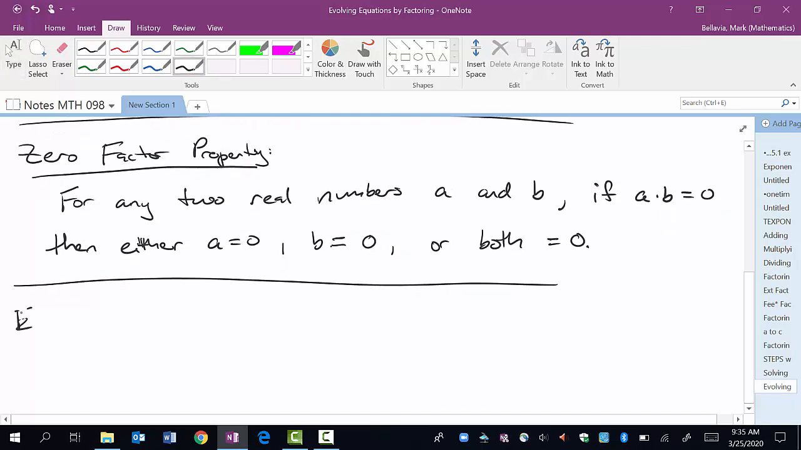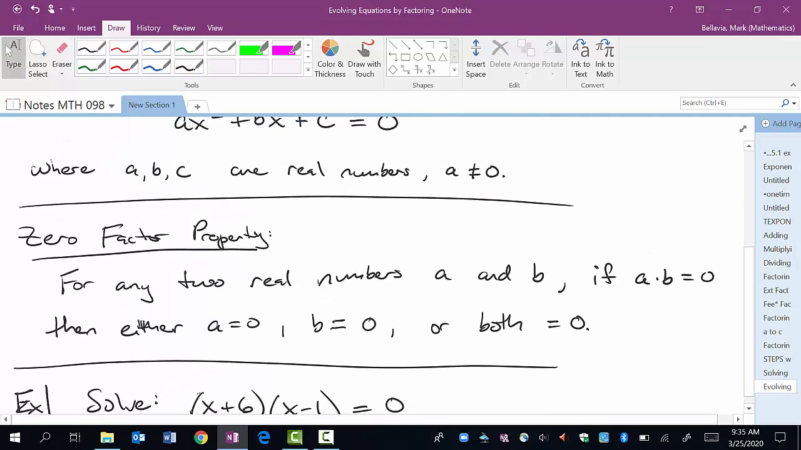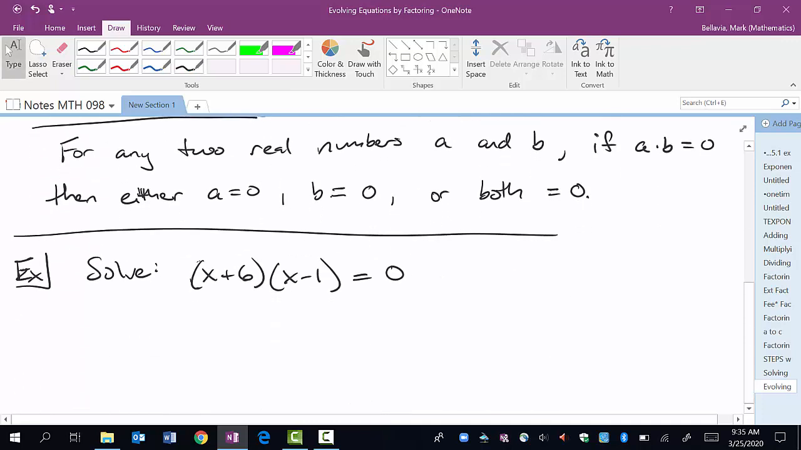So in this example, I'll say to solve x plus 6 in parentheses times x minus 1 equals 0. Now when you look at this, first off, don't FOIL through and distribute through. What we're really doing is we're looking at this as something that started out in quadratic form, and you know that if you factor it, you would end up here, right? So this is already in factored form.